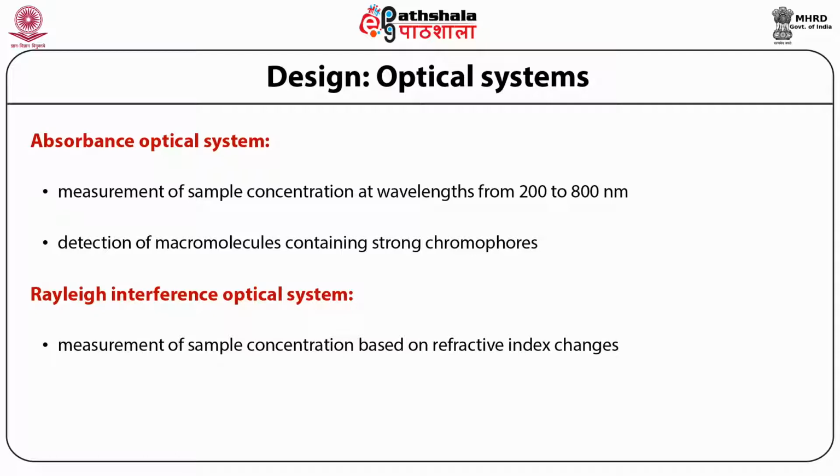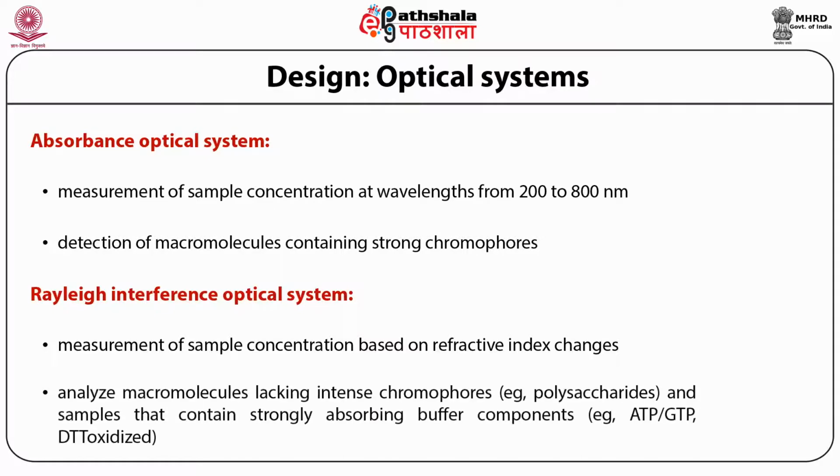So there are two systems actually: one is the absorbance optical system, and one is the Rayleigh interference optical system, used for the measurement of sample concentration based on the refractive index changes. The refractive index changes are used for the analysis of macromolecules lacking intense chromophores and samples that contain a strongly absorbing buffer component like ATP, GTP, DTT, etc.